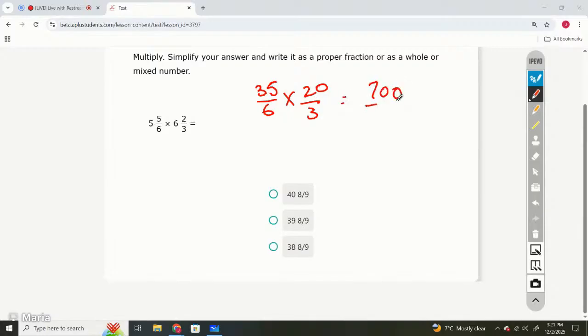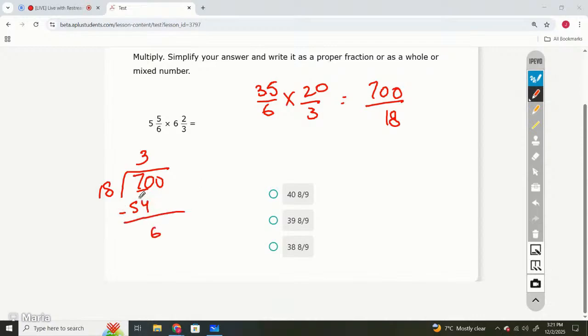35 times 20 is 700, divided by 3 times 6 is 18. Okay, now let's just divide 700 by 18. 18 times 4 is 72. We can go for 18 times 3, that is 54.